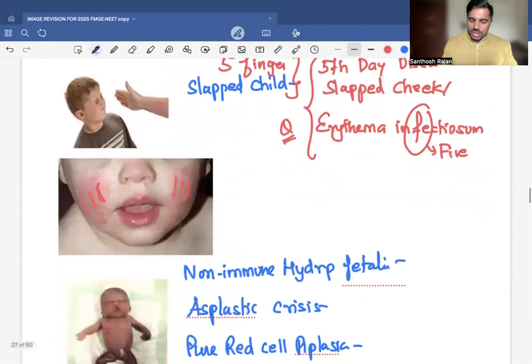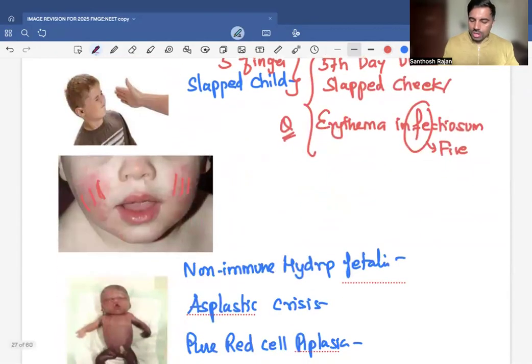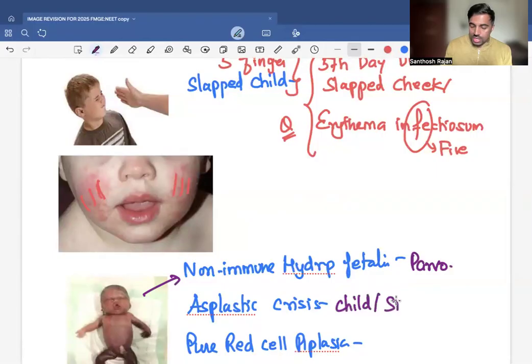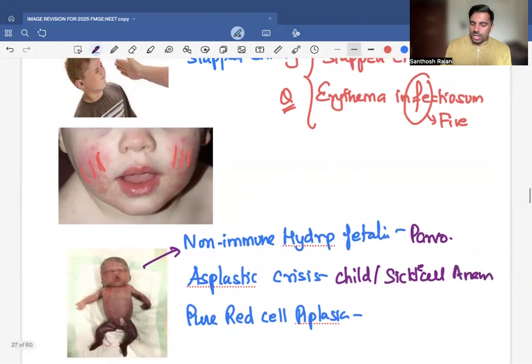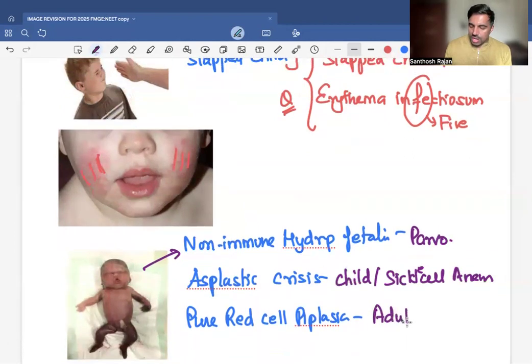And then these are the other diseases. Non-immune hydrops fetalis; the immune hydrops fetalis is Rh incompatibility. The non-immune hydrops fetalis, this picture, is by parvovirus only. And then aplastic crisis in children who have sickle cell anemia; usually in sickle cell anemia patients it can cause this. Pure red cell aplasia usually happens in adults. Adults, it's common. Only RBCs will be affected.